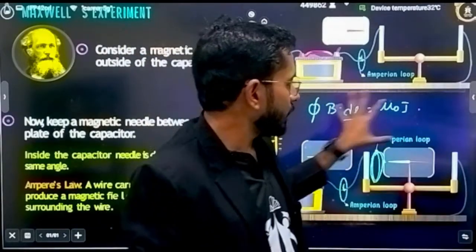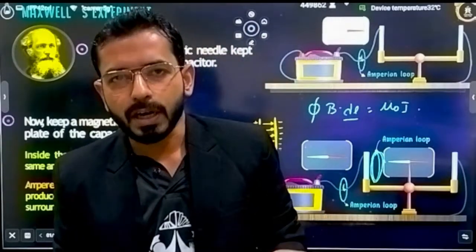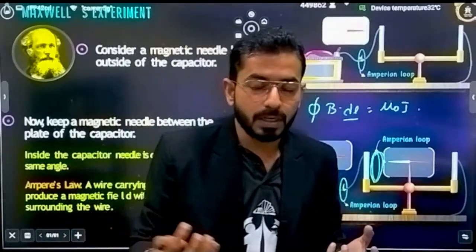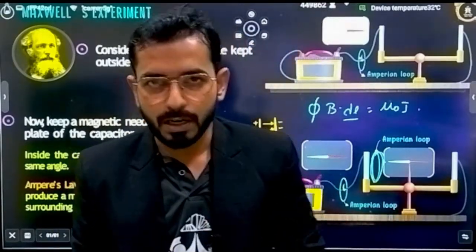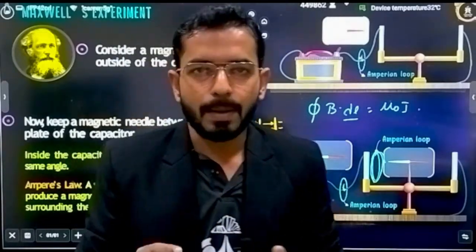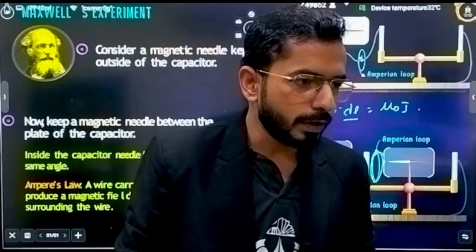Normally, if there was a deflection, we would just ignore it. But he was the person who noticed it and derived a lot of things from there. He defined the complete displacement current from this simple observation. Correct? Now, displacement current was an unimaginable thing.